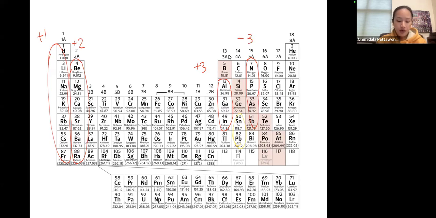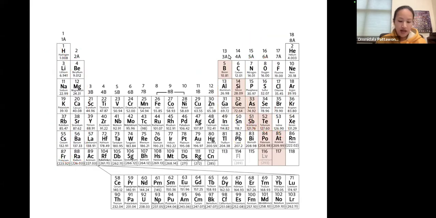Okay, so same thing with group 6A here. This group is going to accept 2 more electrons, so it has a charge of -2. Group 7A would be -1. So this is the general idea of charges based on the location in the periodic table.